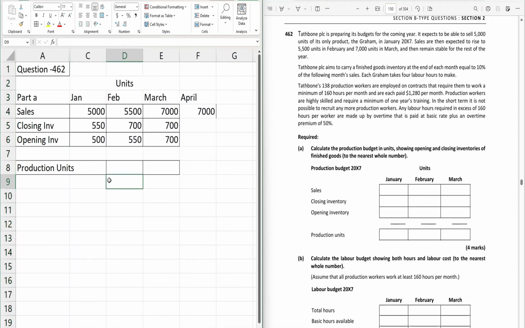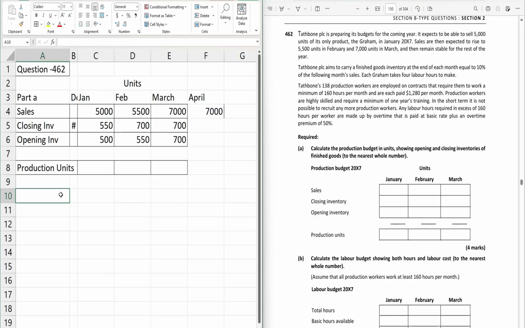Okay, I hope you are clear up to now. Now for production unit. What is the formula for the cost of sales? Cost of sales equals opening plus purchase minus closing, right? And production unit means purchase. So in order to get the purchase, we need to take the sales unit. What is meant by cost of sales?